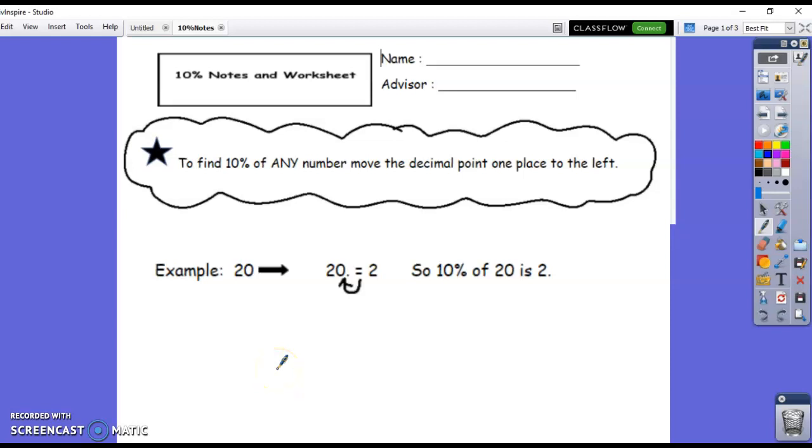Hi, today we're going to talk about 10% and how to find 10% of a number and other benchmark percents. To find 10% of any number, all you need to do is move the decimal point one place to the left. Okay? Move your decimal point one place to the left.